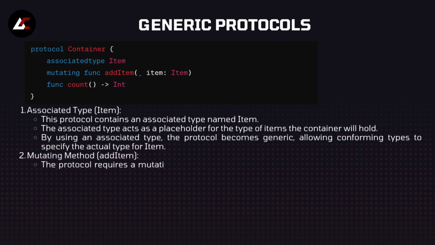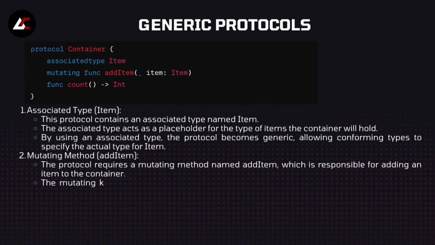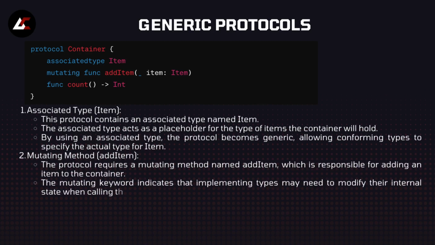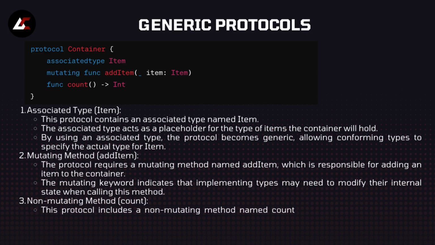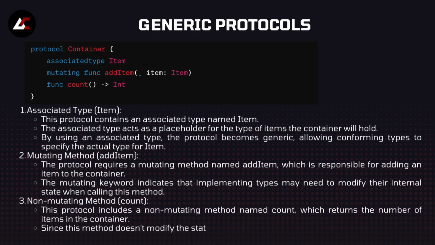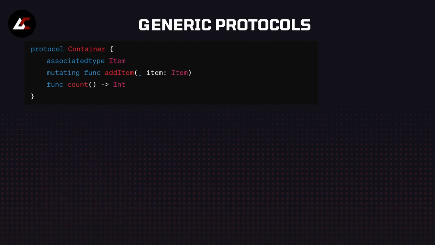Mutating method. The protocol requires a mutating method named addItem, which is responsible for adding an item to the container. The mutating keyword indicates that implementing types may need to modify their internal state when calling this method. Non-mutating method. This protocol includes a non-mutating method named count, which returns the number of items in the container. Since the method doesn't modify the state of the container, it's marked as non-mutating.